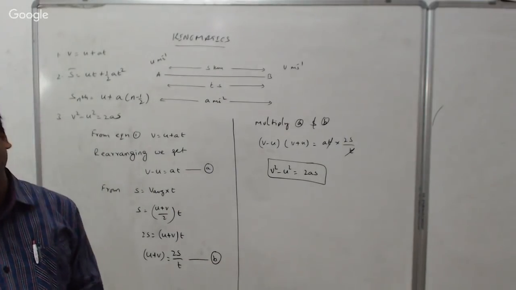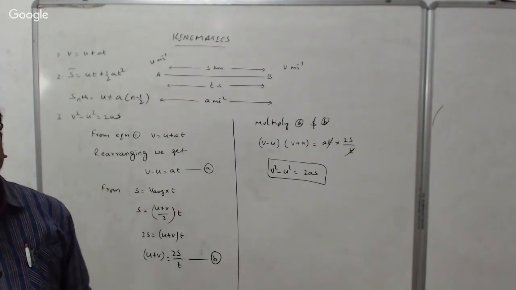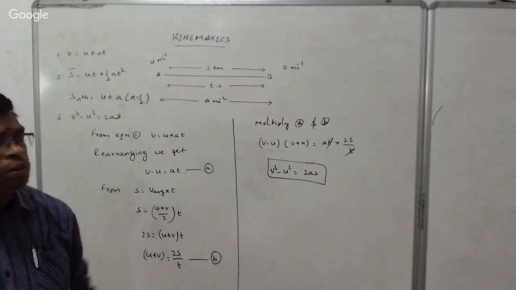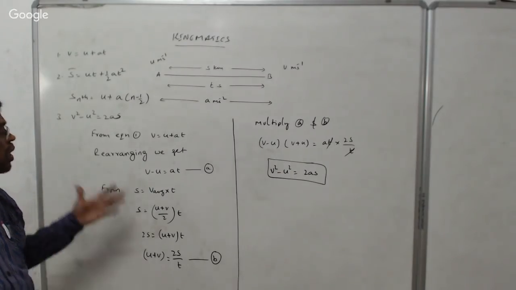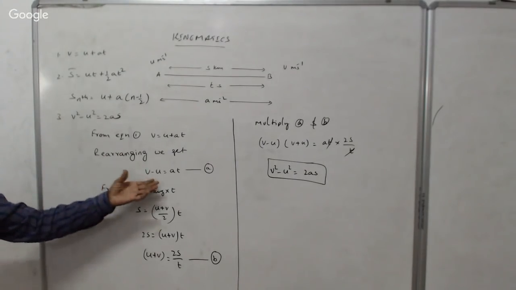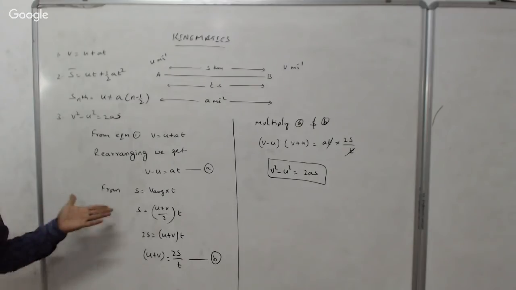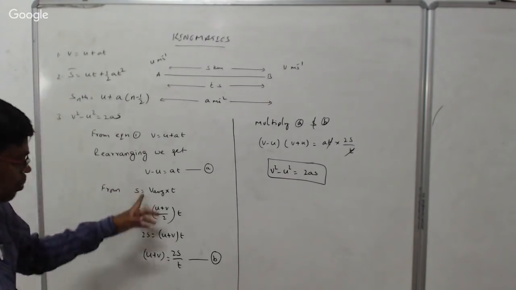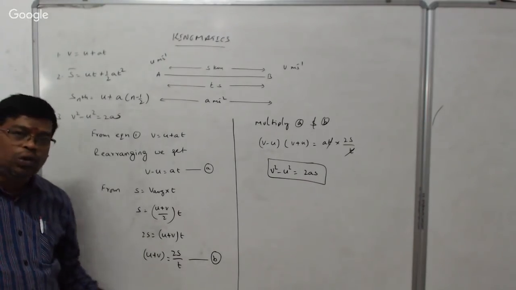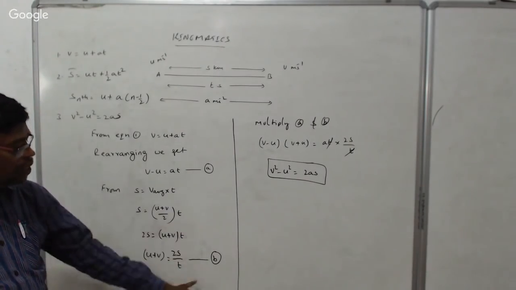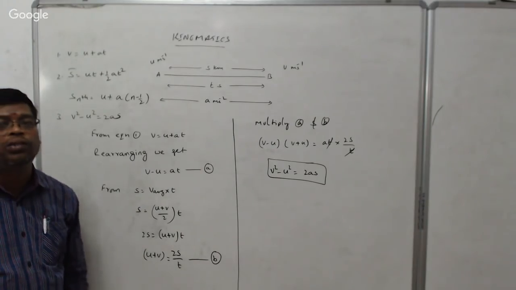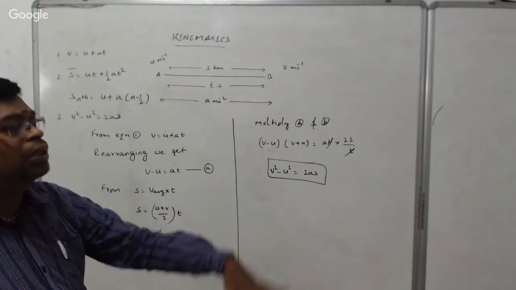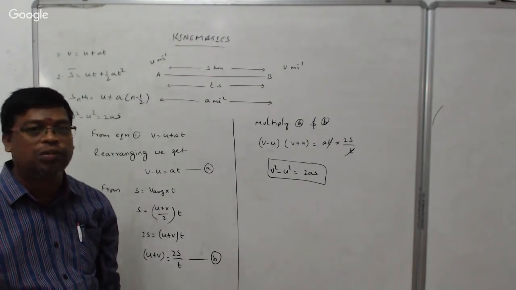Understood? Simple. Okay? We took two equations of motion. From there, rearranging the conditions, multiplying. Once again, from equation 1, we got v minus u is equal to at. And again from the expression s, that is distance is equal to average speed into time, from there we got u plus v is equal to 2s by t. Multiplying A and B, we got v square minus u square is equal to 2as. Okay? So, these are the three equations of motion.